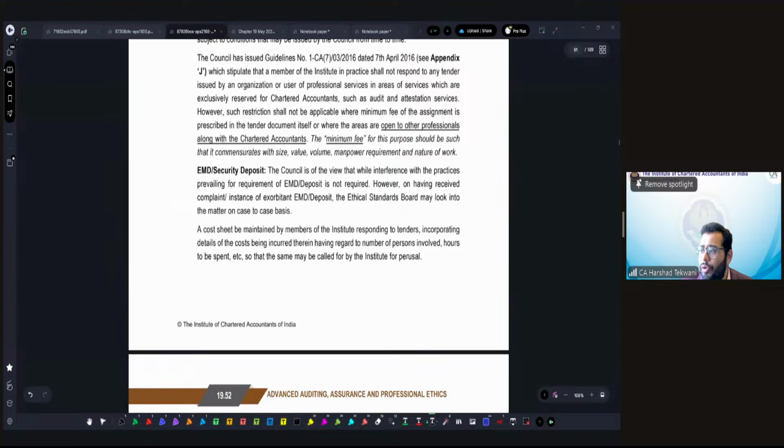Then security deposit. Security deposit is sometimes required for applying for a tender. When you apply for a tender, there are times when you are required to provide a security deposit. Again, that depends upon the nature of the deposit. A lot of conditions are involved, but it should not be that you are providing a security deposit which is very big compared to the fees. If the requirement of the security deposit is within a reasonable amount, fine, not an issue.